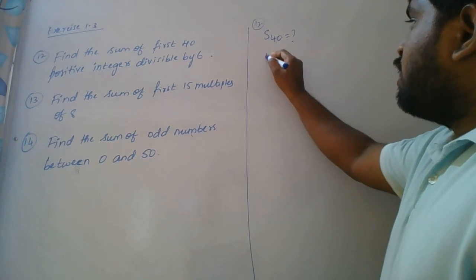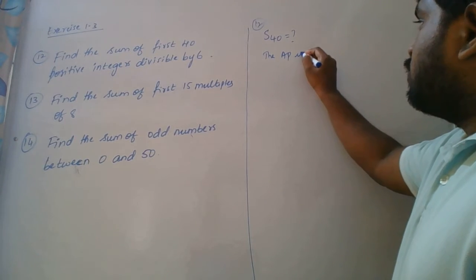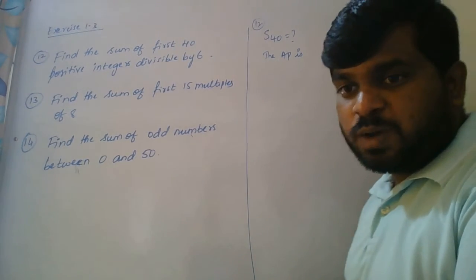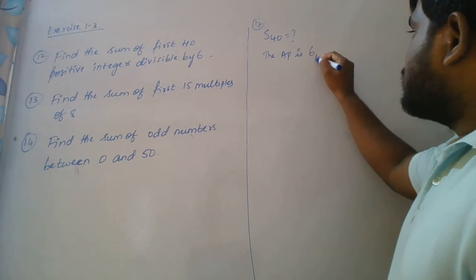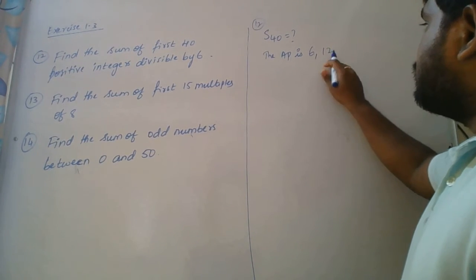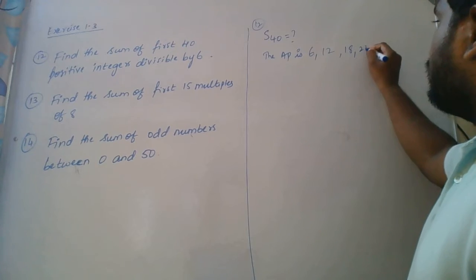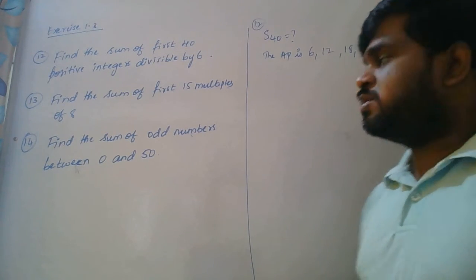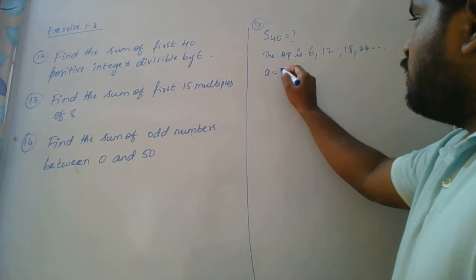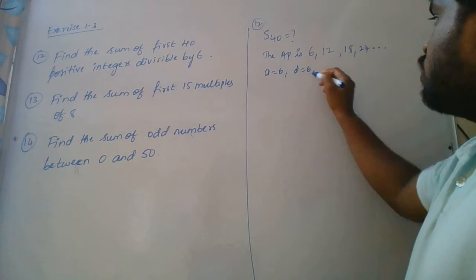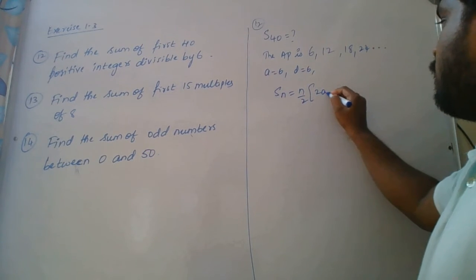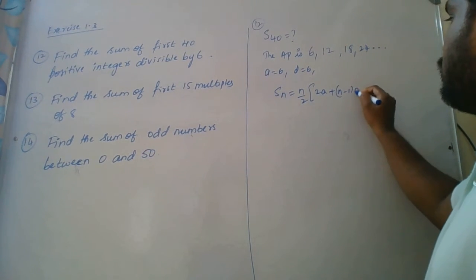Okay. So therefore the AP is, what is the AP that you get? The numbers that are divisible by 6. In other words, 6 tables. 6 ones are 6. This is divisible by 6. 12, 18, 24, and so on. Totally 40 numbers. Okay. So here A value is 6. D value is also 6. So Sn is n by 2 into 2A plus n minus 1 into D.